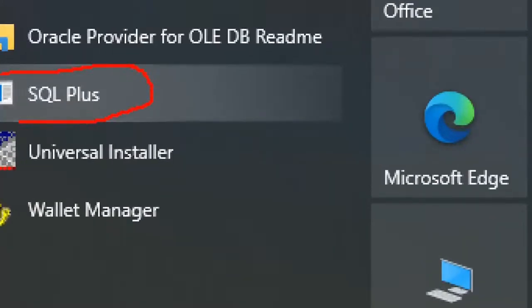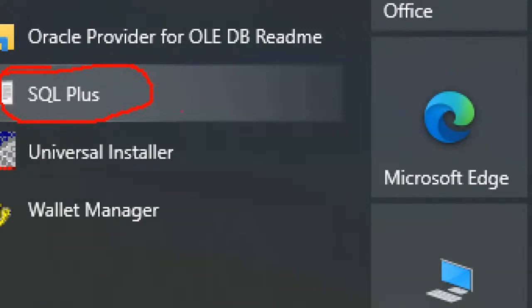Daily, through this tool, we interact with the server where the Oracle database is. Those are all things we learn in our course: what this tool is, what the server is, how it will be connected, what the username and password are. SQL Plus is the default tool.